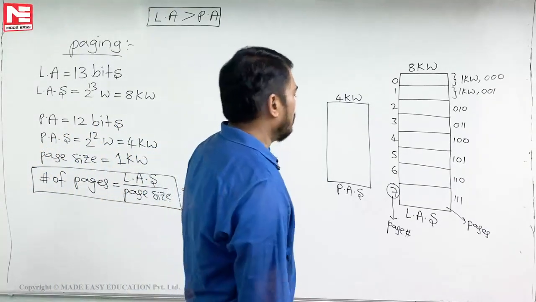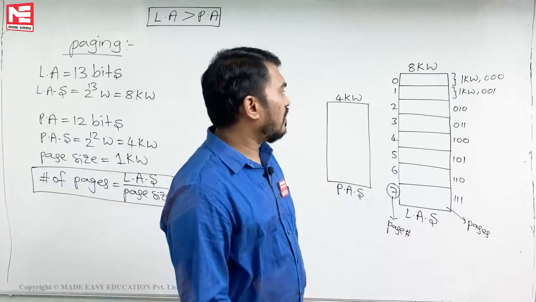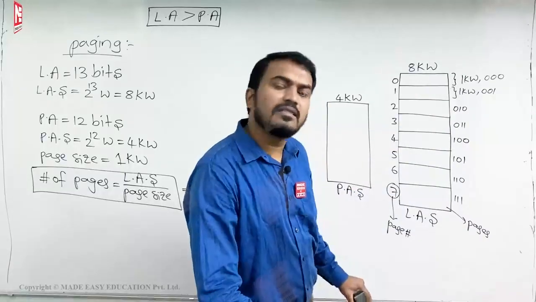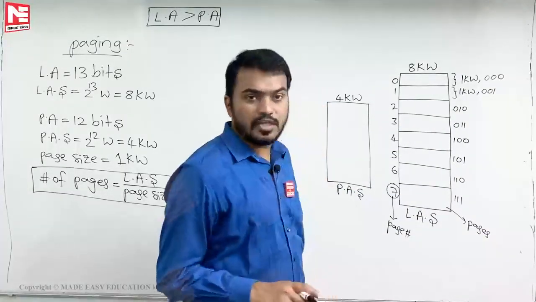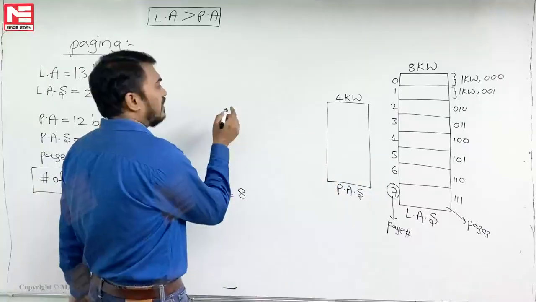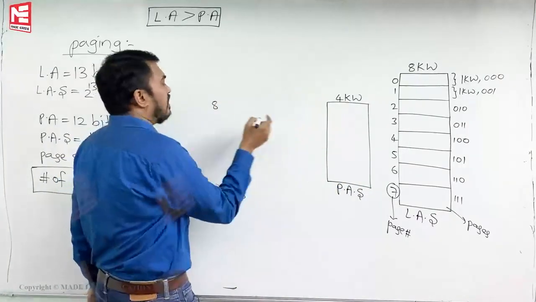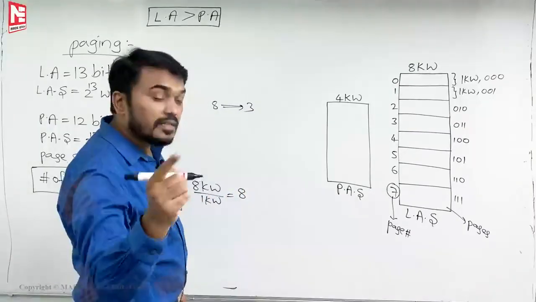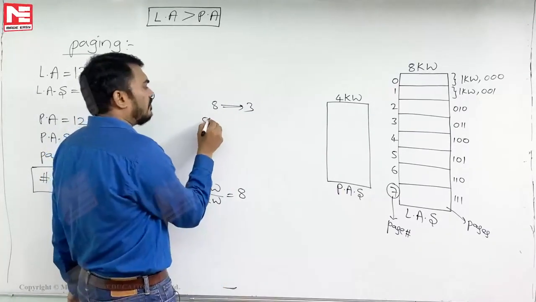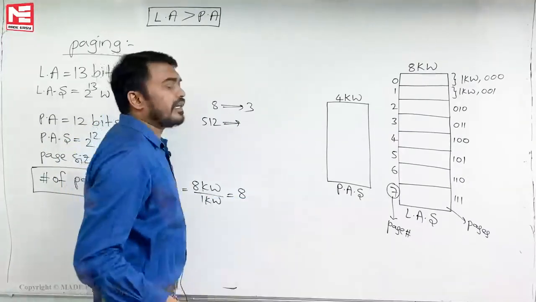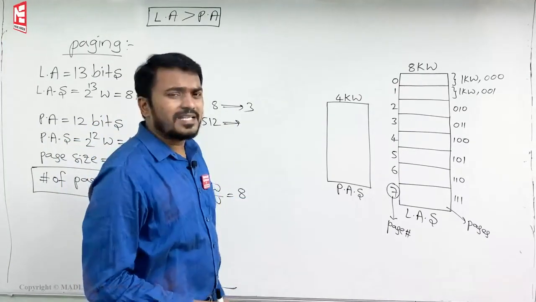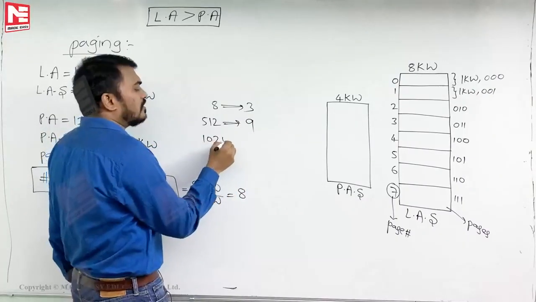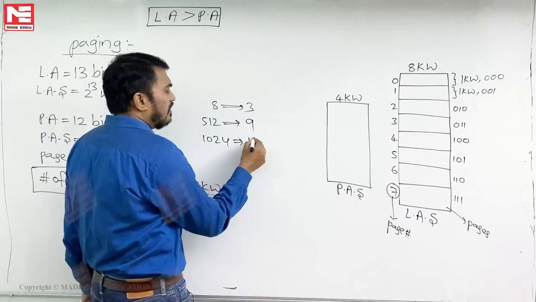Right, so understand carefully. That is about LAS. Now LAS has 8 pages. To represent all the 8 pages, you require 3 binary bits. Now I am asking the question. If you have 8 pages, how many bits are required? 3 bits required. In the same manner, if you have 512 pages, how many bits are required? 9 bits. In the same manner, if you have 1024 pages, how many bits are required? 10 bits required.